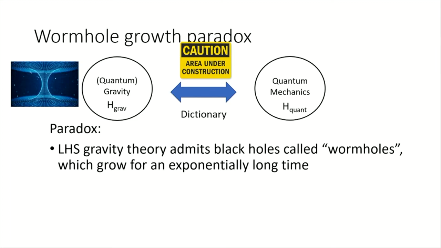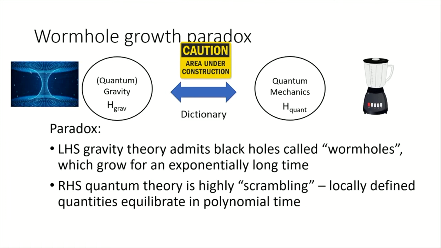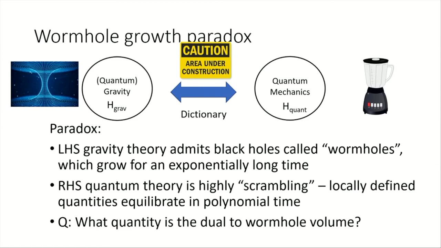On the other hand, the right-hand side theory, this quantum theory, is believed to look very different. It's a theory that equilibrates very quickly. You can think of it as like a blender. It's something that's called a scrambling theory, which means that locally defined quantities in the theory equilibrate in polynomial time. So the challenge that then emerged in this area is, what quantity on the right-hand side could be the dual to volume? If you believe this duality exists, then there should be some quantity on the right-hand side that's the dual to volume. And what could that be if it can't be any kind of locally defined quantity in the quantum theory?